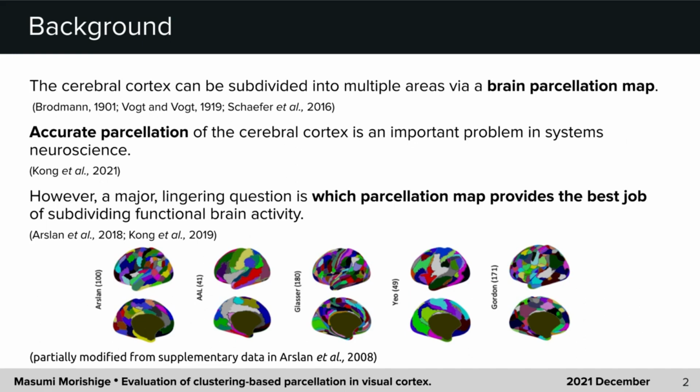In systems neuroscience, the accurate parcellation map is very important to suggest accurate findings. However, there's still a lingering question of which parcellation map does the best job of subdividing functional brain activity. As shown in the lower figure, there are still so many parcellation maps right now, and we cannot decide which parcellation map we should use.